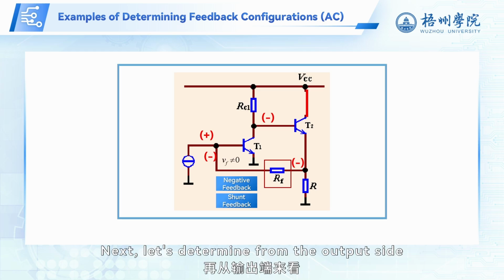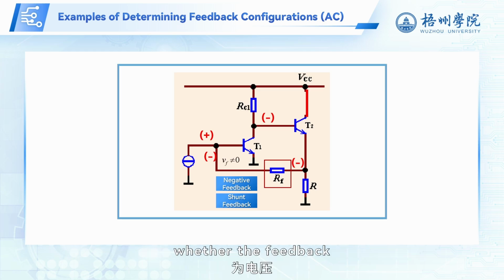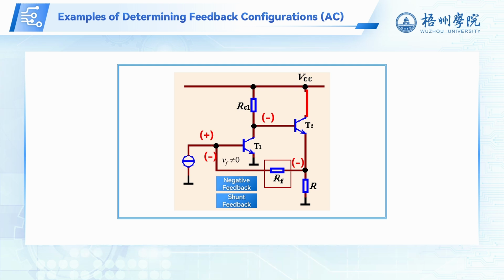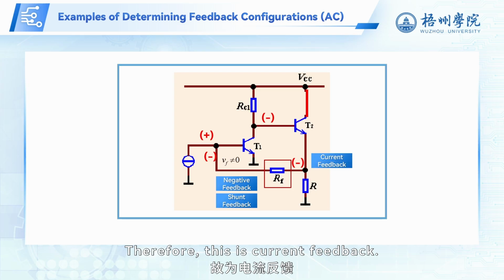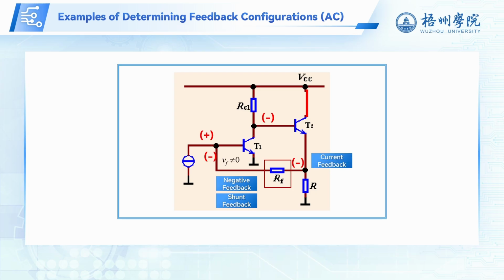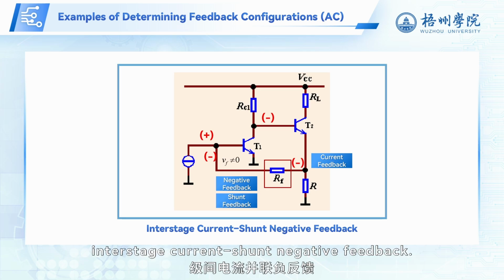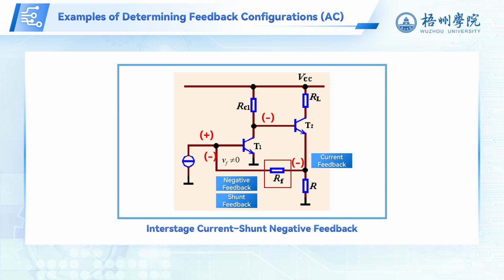Next, let's determine from the output side whether the feedback is voltage or current feedback. If we short-circuit the load, it is clear that the feedback signal VF is not zero. Therefore, this is current feedback. Thus, this circuit employs interstage current shunt negative feedback.